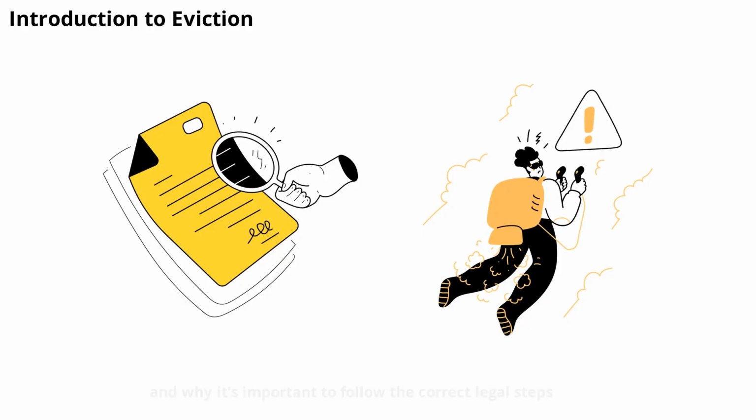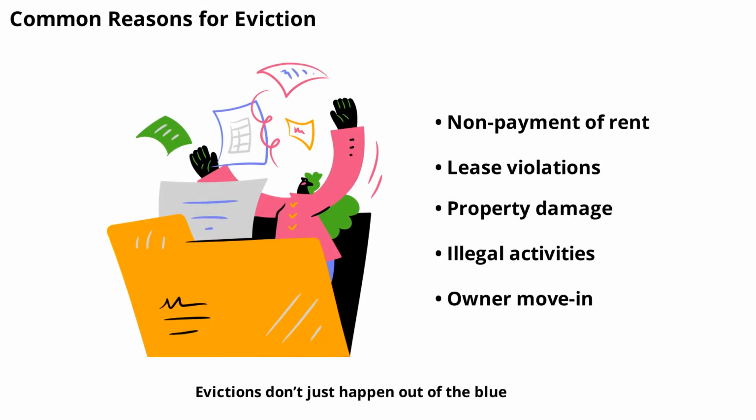Let's start by looking at what triggers an eviction and why it's important to follow the correct legal steps. Evictions don't just happen out of the blue. There are several common reasons why a landlord might start the eviction process.